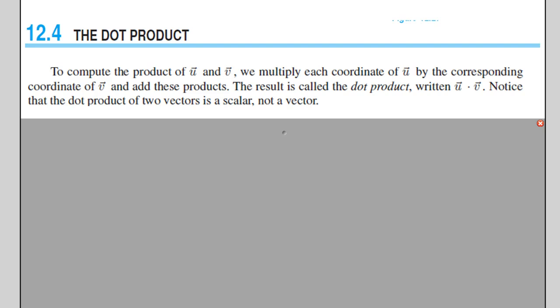To compute the dot product, we multiply each coordinate of u by the corresponding coordinate of v, and then after we get each of those products, we add the products. That is called the dot product. We write it as the vector u with a little circle or dot in the middle, times v, which represents the dot product. The end result is a value, which is a scalar and not a vector.